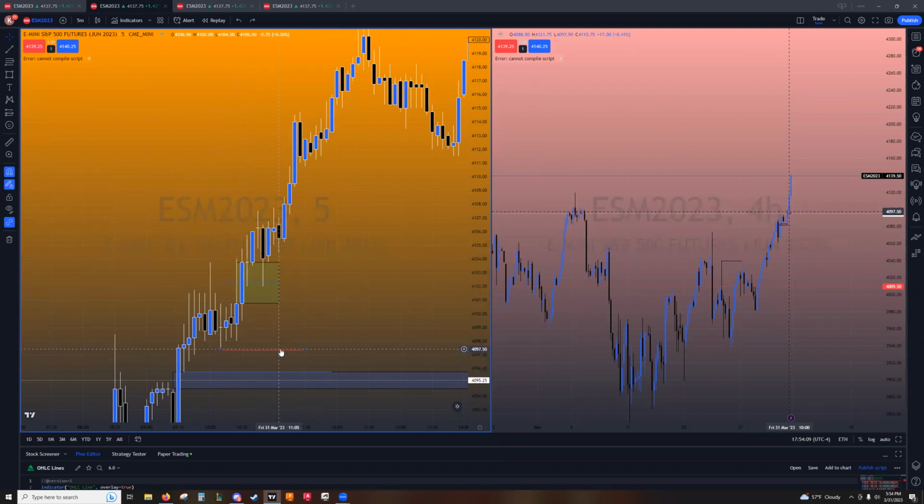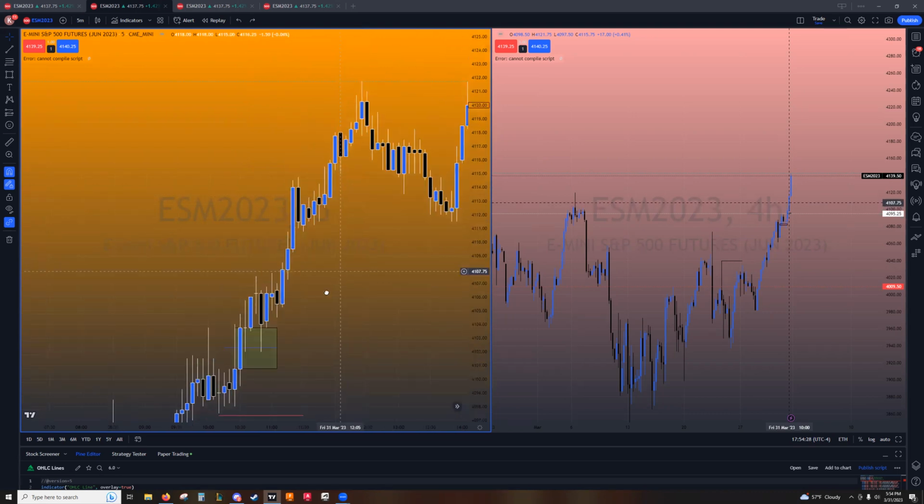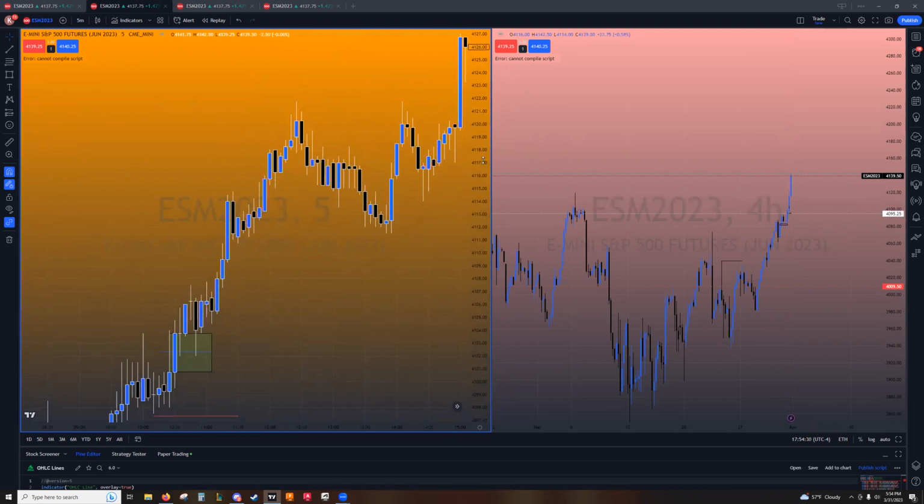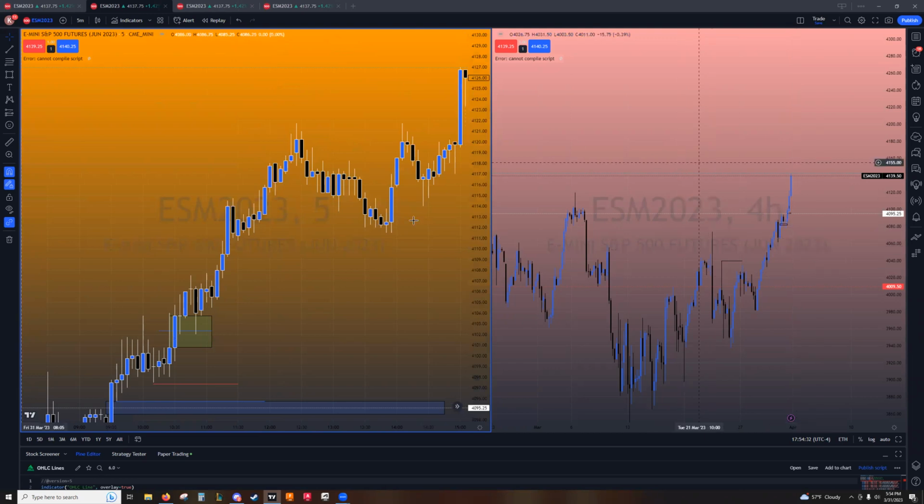And the idea is to find a stop loss placement that you're comfortable with. This is a stop loss I would be comfortable with. This was a 5 or 6 point stop loss. And obviously it delivered.